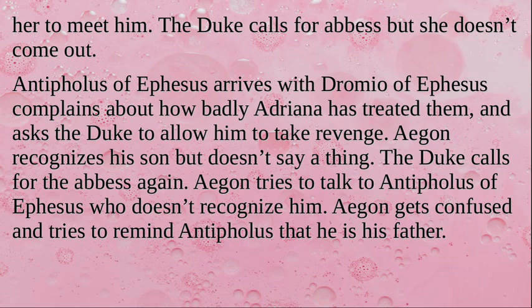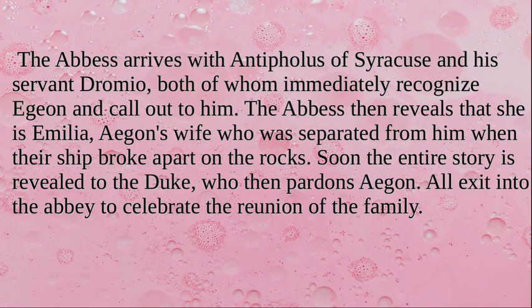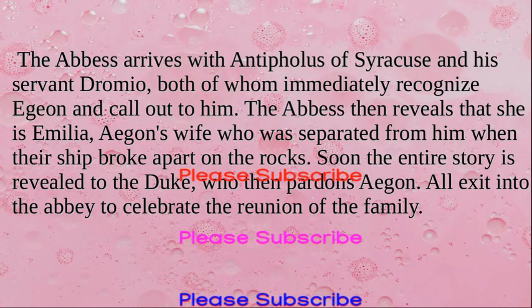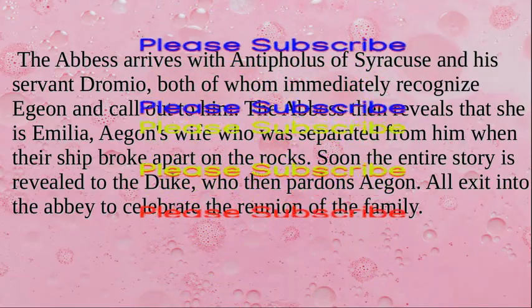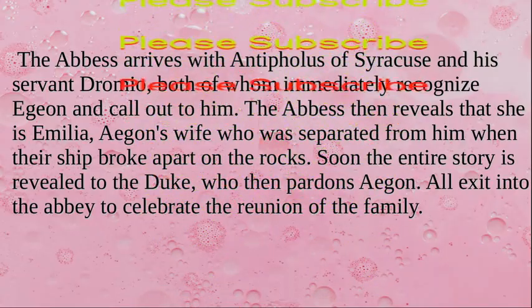Aegon tries to talk to Antipholus of Ephesus, who does not recognize him. Aegon gets confused and tries to remind Antipholus that he is his father. The abbess arrives with Antipholus of Syracuse and his servant Romeo, both of whom immediately recognize Aegon and call out to him. The abbess then reveals that she is Emilia, Aegon's wife, who was separated from him when their ship broke apart on the rocks.